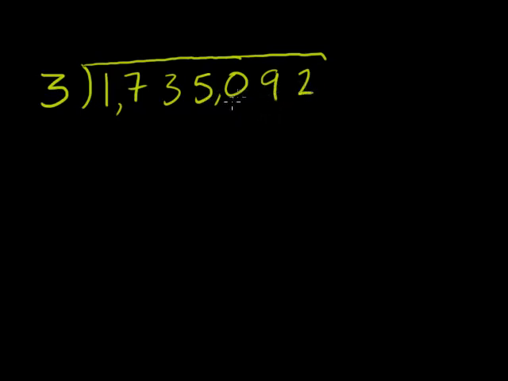So actually, this number is divisible by 3. If you add up all of the digits, you get 27. And then you can add up those digits. 2 plus 7 is 9. So that is divisible by 9. That's a trick that only works for 3 and 9. So this number actually is divisible by 3.